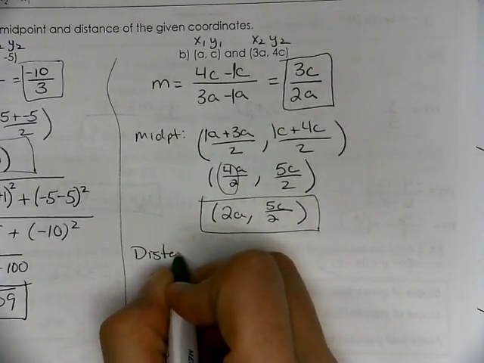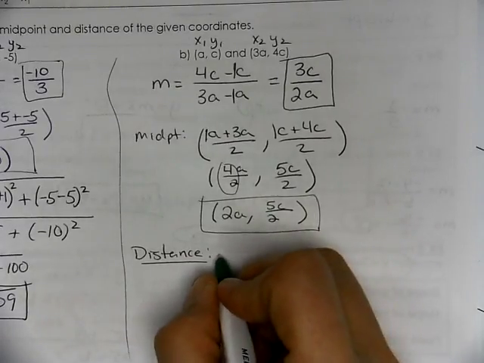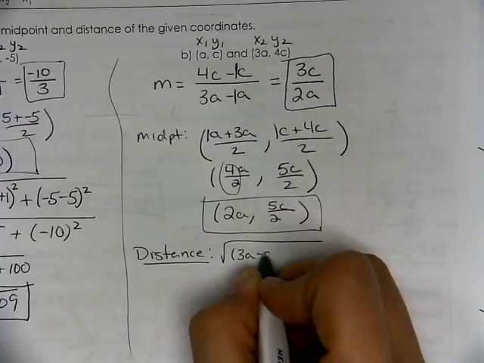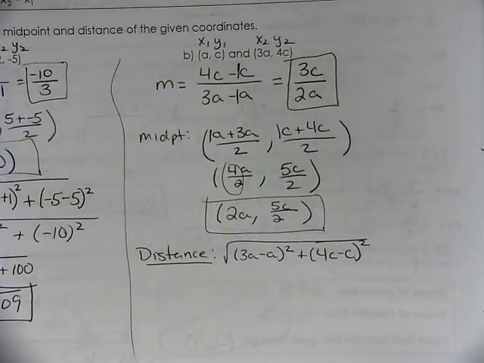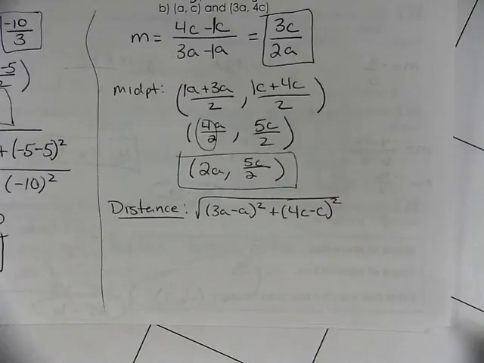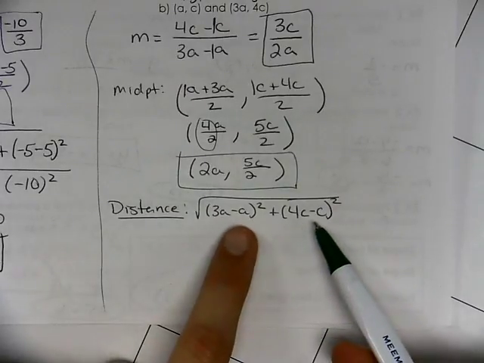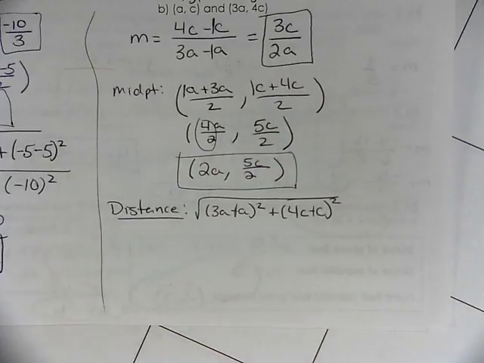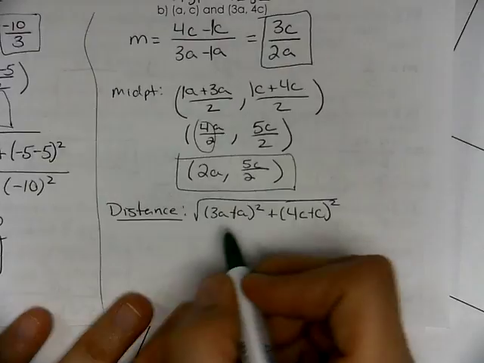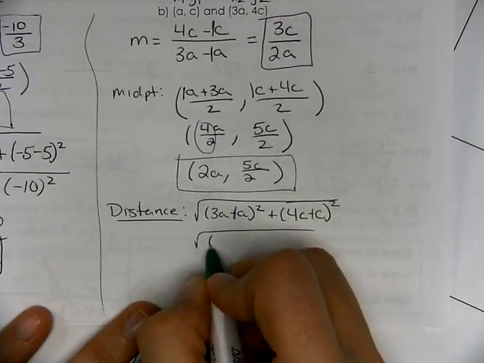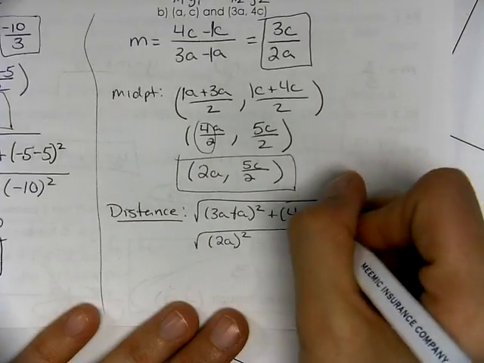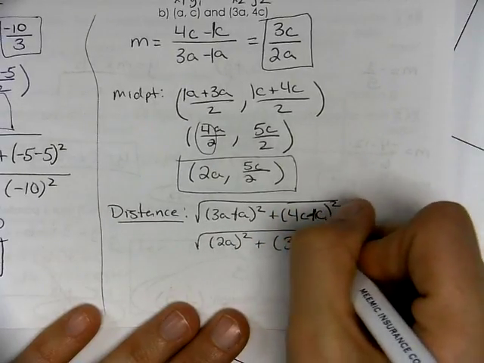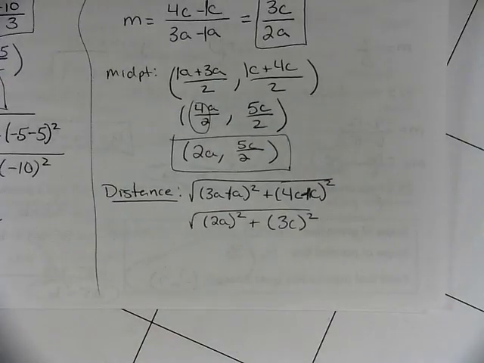And then distance is the tricky one. So 3a minus a squared, 4c minus c squared. So again, the a and the c is a 1. So 3a minus 1a gives me 2a, the whole thing squared. 4c minus 1c gives me 3c, the whole thing squared. Does that line make sense?